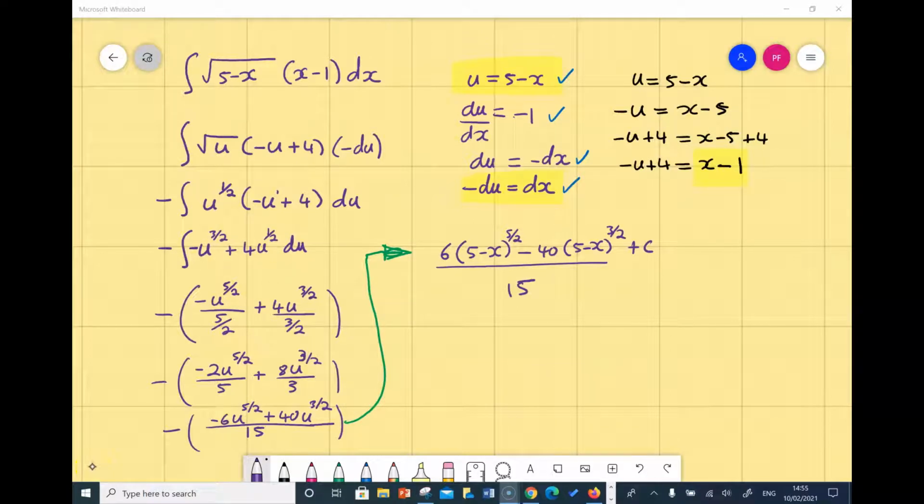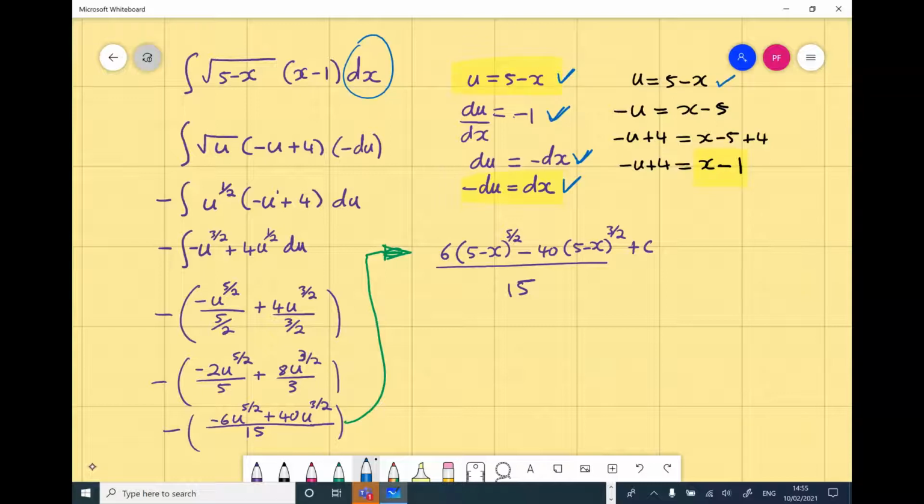Okay, so we have the integral of the square root of 5 minus x times x minus 1 dx. So I'm going to do it by substitution. I'm going to get u equals 5 minus x. So du dx is minus 1. So du is minus dx. So minus du is dx. That way I can swap out this dx for a negative du when I need it.